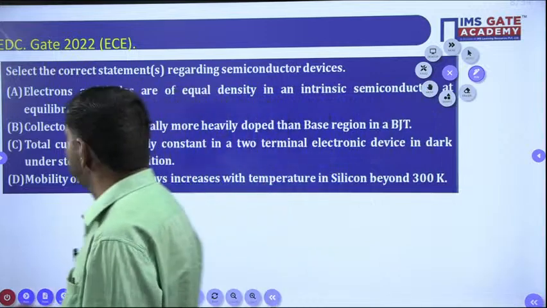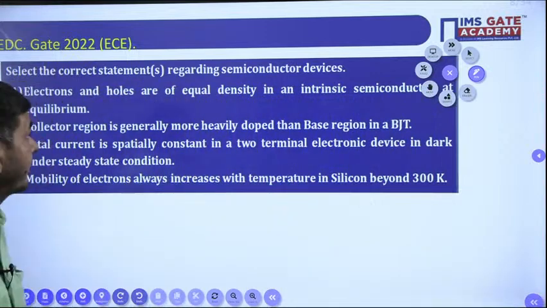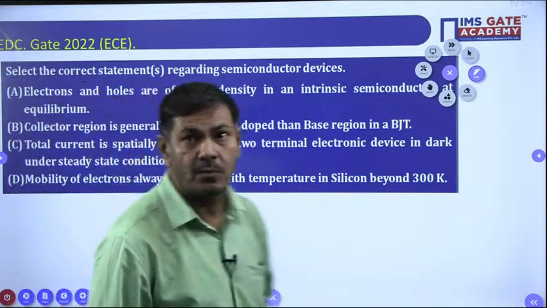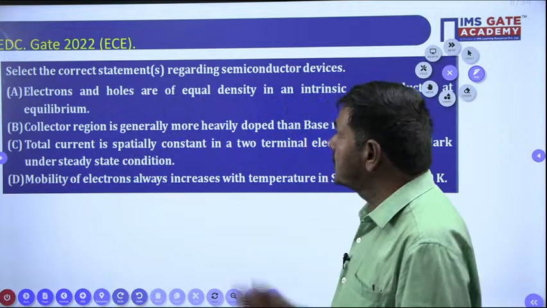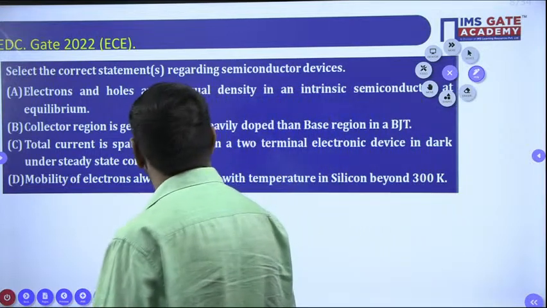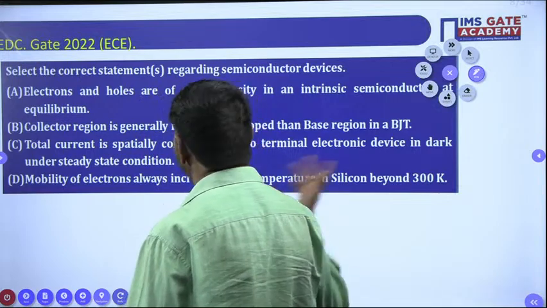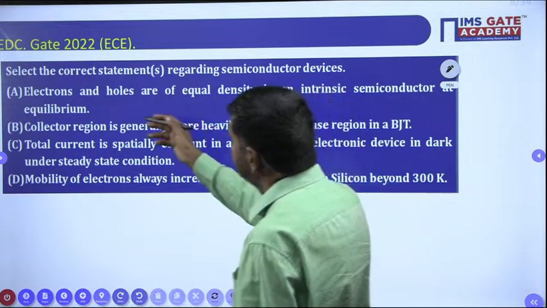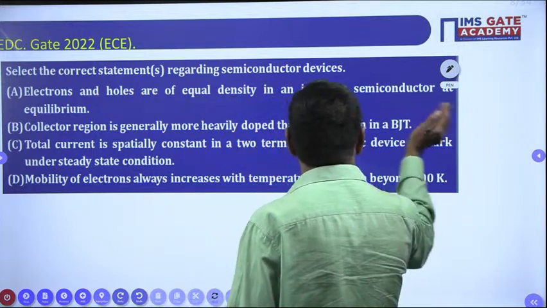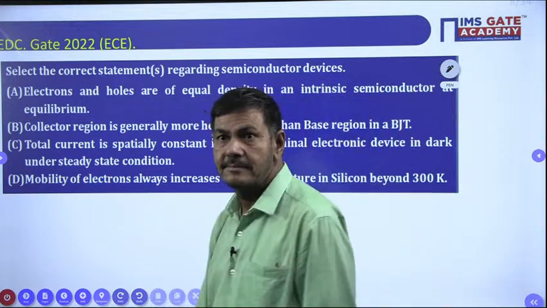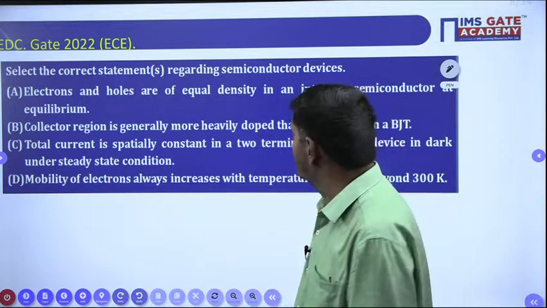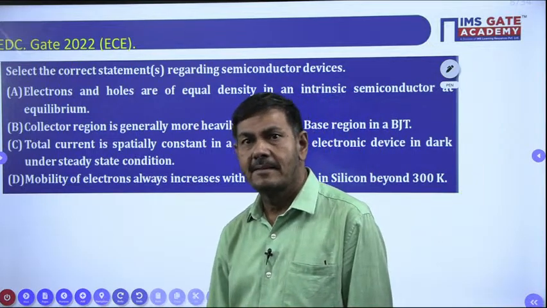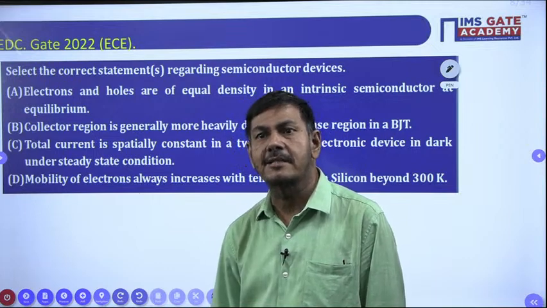Select the correct statements regarding semiconductor devices. Which statement is correct out of these four is asked here. Option A is given: electrons and holes are of equal density in an intrinsic semiconductor at equilibrium. Is it true or false? Anybody can say, is it a correct or wrong statement?